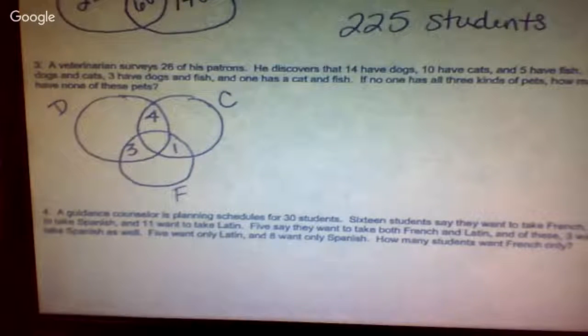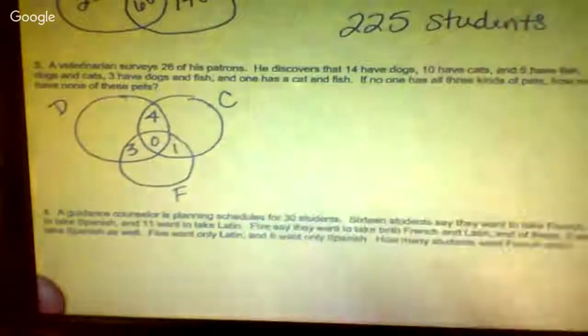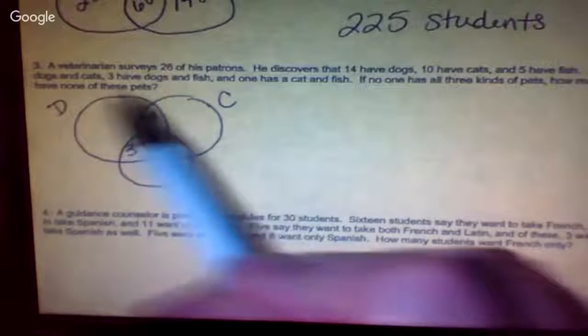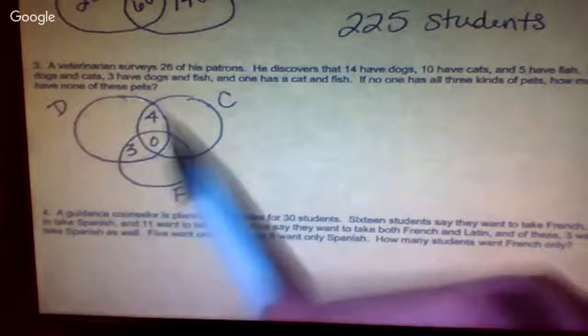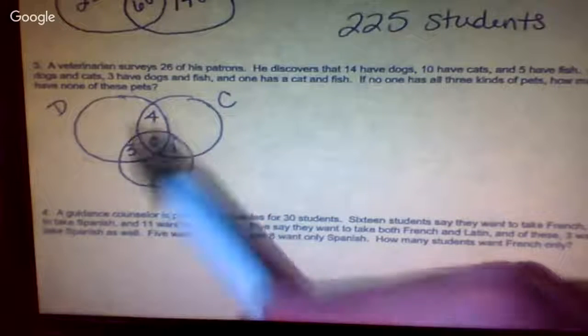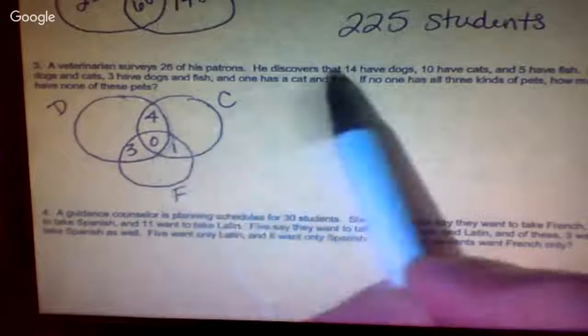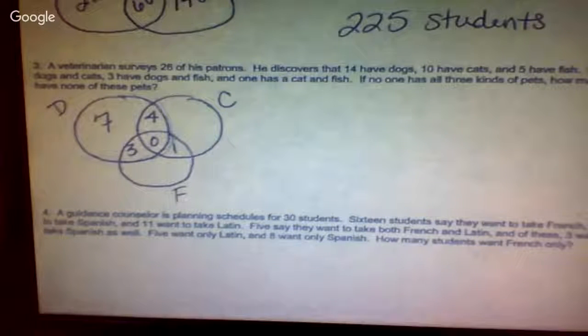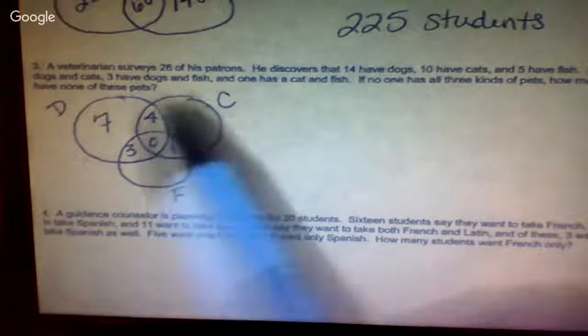What else do we know with the intersections? It says if no one has all 3 kinds of pets, so that's a 0 for this very centerpiece. None of them have all 3. Now we're not just dealing with one circle next to the other. I'm dealing with two. So this entire circle is dogs. There should be a total of 14 there. I've already used 4 and 3, so I've used how many? 7. So if there's a total of 14, this is a 7. Does everybody understand where 7 came from? Yes. Now cats: I've got 4 and 1 here, which is already 5, and I have a total of 10. So this has to be 5.